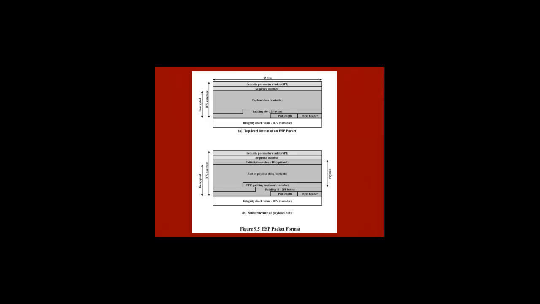Now, two additional fields may be present in the payload. An initialization value, IV, or nonce, is present if this is required by the encryption or authenticated encryption algorithm which is used by ESP. Now, if tunnel mode is being used, then the IPsec implementation may add traffic flow confidentiality, TFC, padding after the payload data and before the padding field.